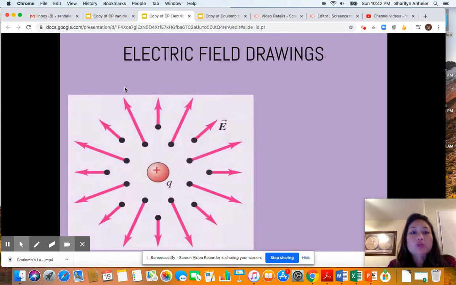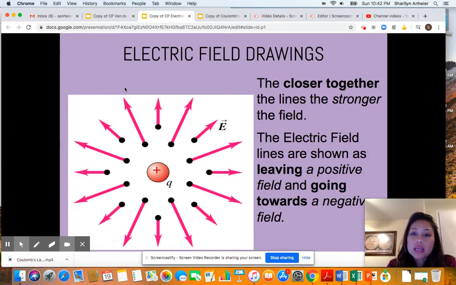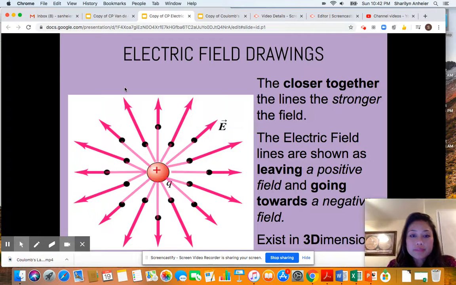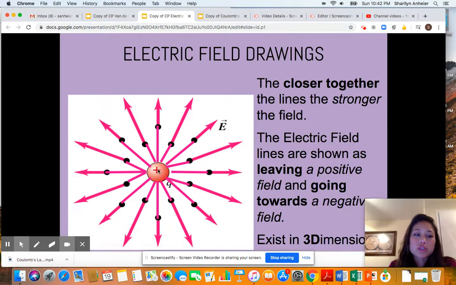Now, electric field drawings are represented by vectors. The closer together the lines are, the stronger the field, as we demonstrated in gravitational force fields. And the electric field lines are shown as leaving a positive field and going towards a negative field. So this is the direction in which your positive test charge would flow. It would flow along these arrows depending on what position it is in this electric field. So we're always representing these arrows as the direction of a positive test charge because positives repel positive charges.